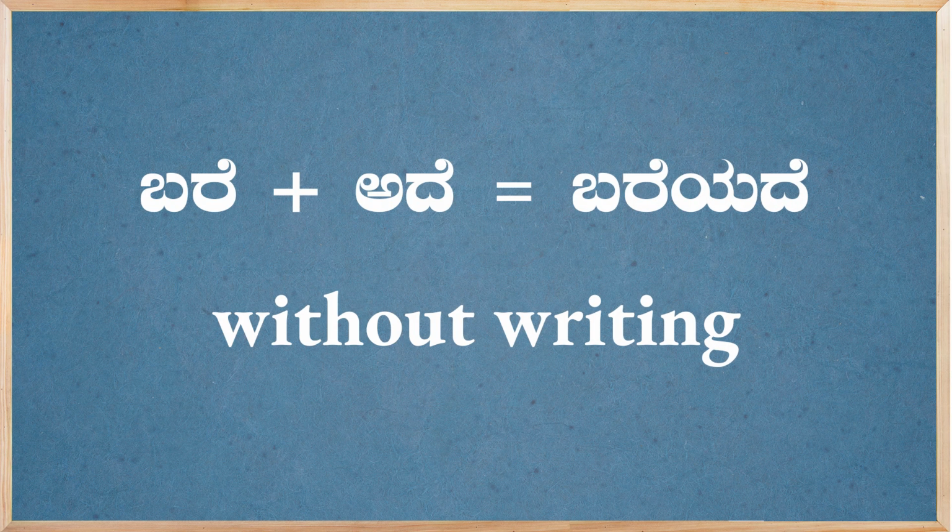Dear learners, now it's time to explore how to express negation in verbal participles. The verbal participle negation marker in Kannada is ade. The structure for forming the negation is verb root plus ade. Let's look at some examples. Bare plus ade becomes bareyade, without writing.